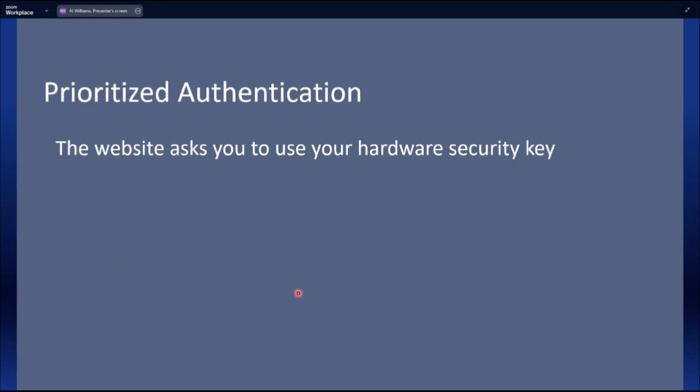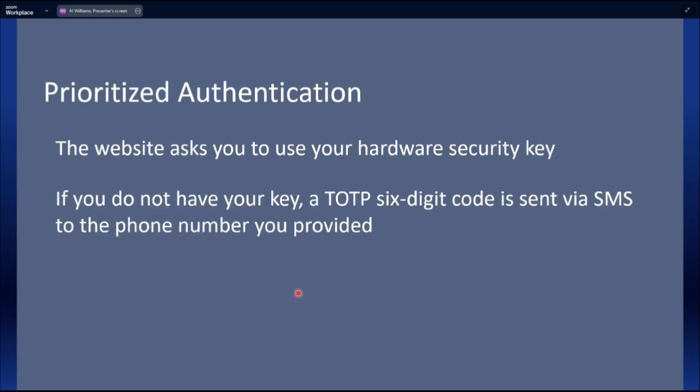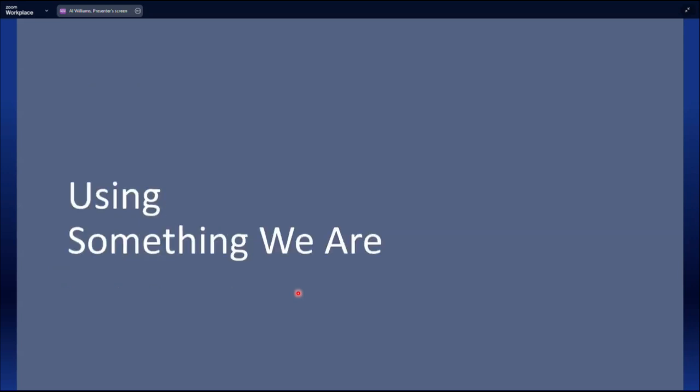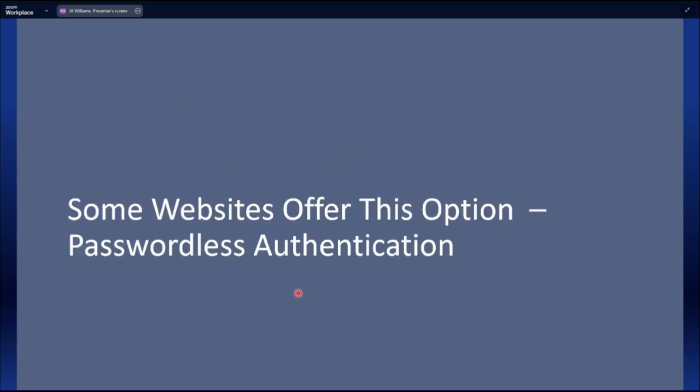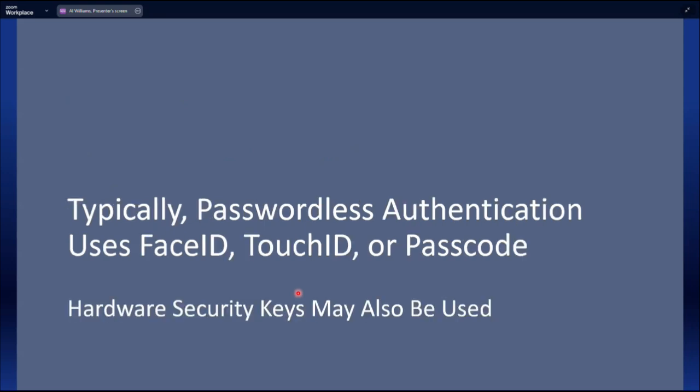The website asks you to use your hardware security key, but if you don't have it, then a 6-digit code is sent via a text message to the phone number that you provided. And that's how Vanguard works. There's also an authentication method called using something we are. And we now get to passwordless authentication, in which case we're talking about authentication in terms of using Face ID, Touch ID, or a passcode.